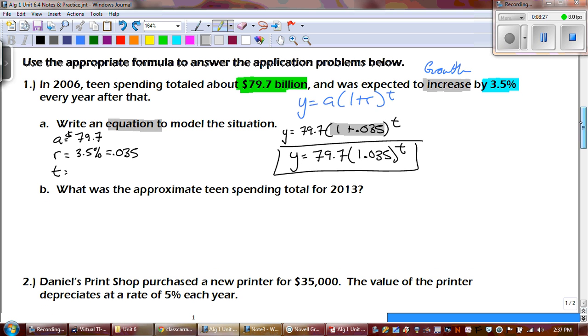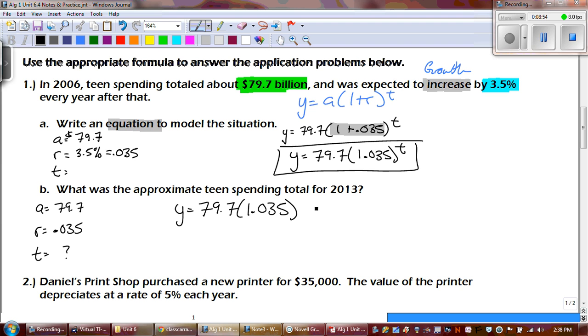Now, what was the approximate teen spending total for 2013? Once again, we know that it's 79.7. We know that the rate is 0.035. That's all the stuff. The only thing we really need now is the time. So I'm just going to plug in all this because this stays the same, except now I need that number there. You're not plugging in 2013, guys. This is where you need to read and think.